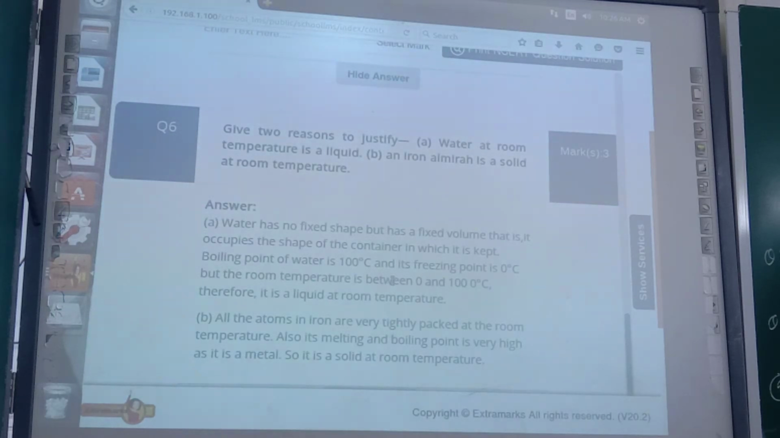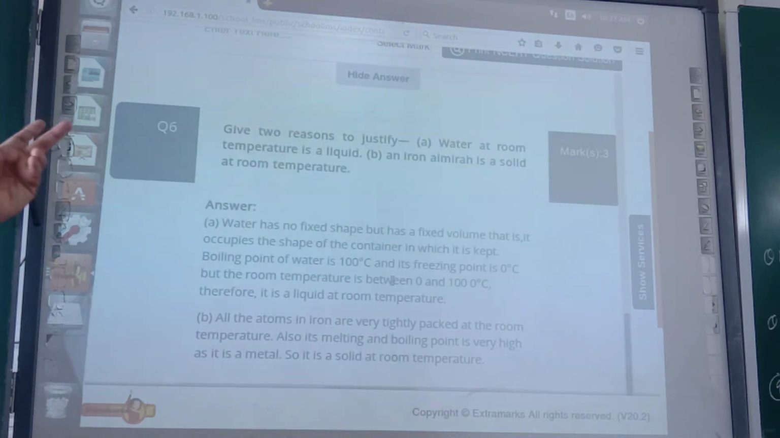Boiling point of water is 100 degree Celsius and its freezing point is 0 degree Celsius, but the room temperature is between 0 degree Celsius and 100 degree Celsius. Therefore it is a liquid at room temperature. Okay, all the atoms in iron are very tightly packed at the room temperature. Also its melting and boiling point is very high as it is metal, so it is solid at room temperature.